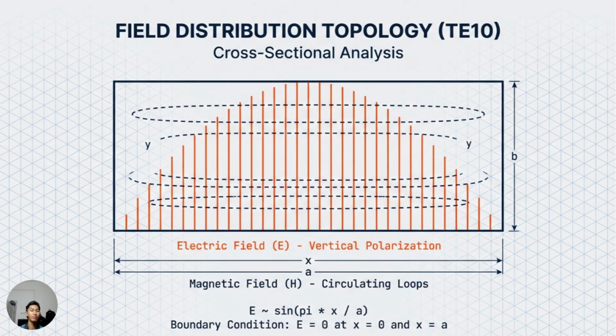For the TE10 mode, the electric field varies sinusoidally across the width of the waveguide and is zero at the conducting walls due to boundary conditions. The magnetic field forms closed loops around the electric field lines. This field configuration allows efficient energy propagation while satisfying all electromagnetic boundary conditions.